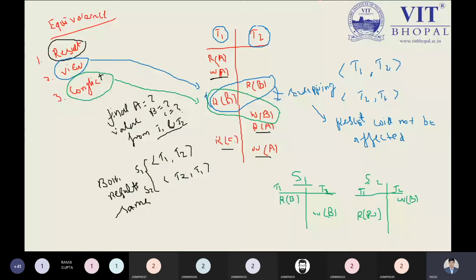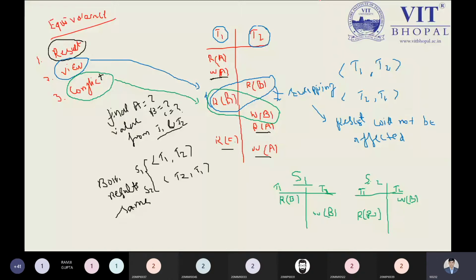So result equivalence is saying to us, as you can also observe, what the final values of A, B, C would be. Based on the read and write operations from each and every transaction, we can easily determine the final values of A, B, C after performing the various operations on these data items. This is to be identified by result equivalence.